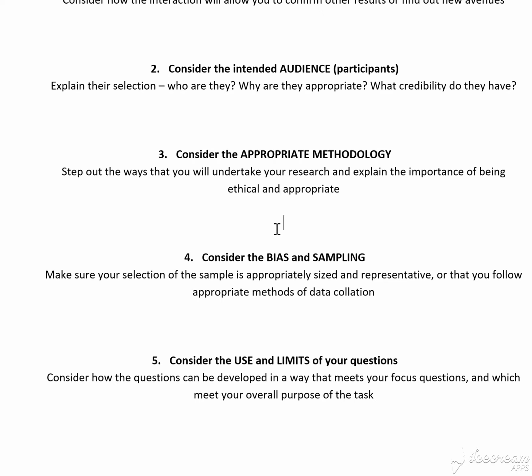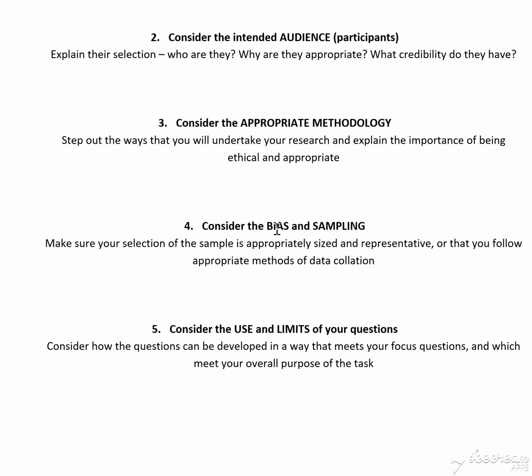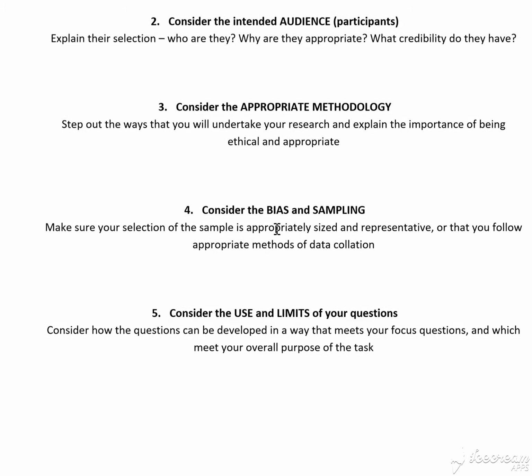Then we need to talk about your bias and your sampling. So we need to think about how it is that you've tried to counteract this. And we need to think about the uses and the limits of your questions. And this is your specific interview or survey questions. So it's really important that you talk through each individual question. What was this designed to achieve? How are you going to achieve it? After the interaction, you can talk about the data you got, and you can also talk about whether it achieved what you thought it would.